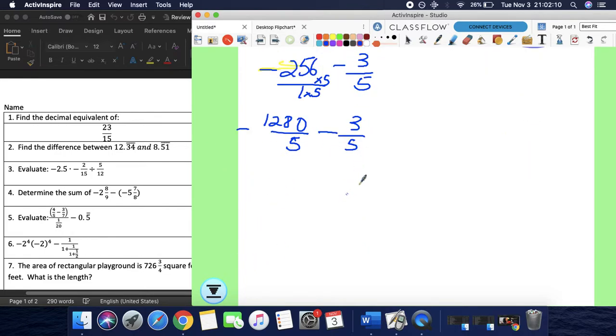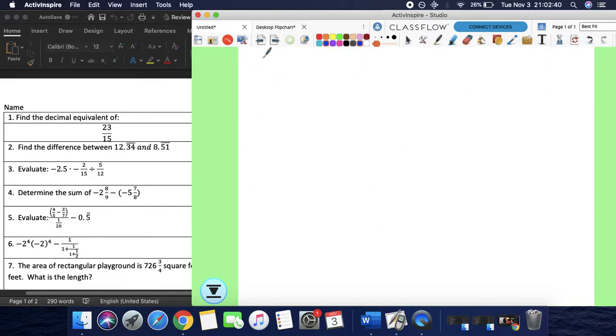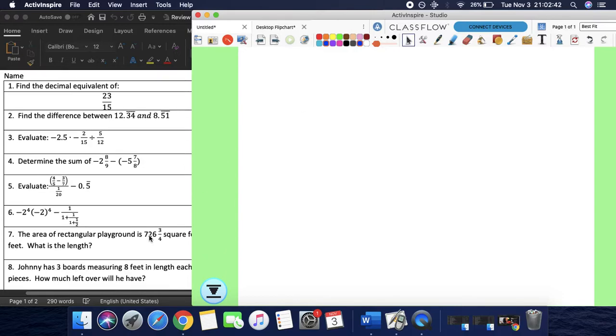You want to change this, but this is going to become an addition problem. That stays, that changes, and that changes to its opposite. The denominator stays, and it becomes 1,283, right? Because they're both negatives, so we actually end up adding those two, right? And attach the negative sign.